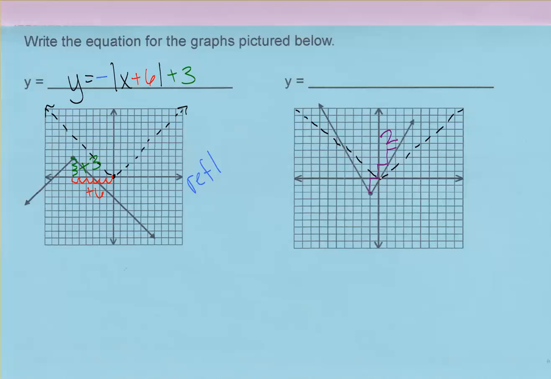From this vertex, it also moved left 1, so we're going to add 1. And then it went down 1, 2, so it subtracted 2.